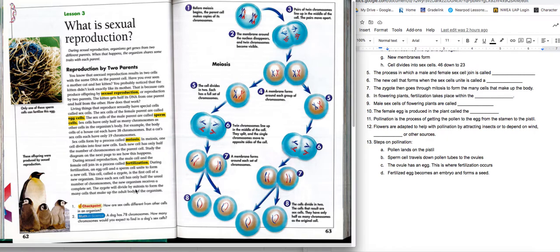The zygote then divides through mitosis. One cell splits to 2 from chapter 2. 2 splits to 4, 4 to 8, and boom. Mitosis is copying those things and off they go, and that's going to keep happening until we have a fully adult body, okay? So that was number 7. There were no blanks to fill in for how they go through that, okay?